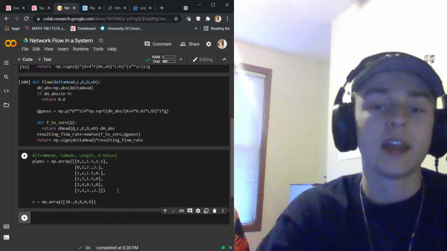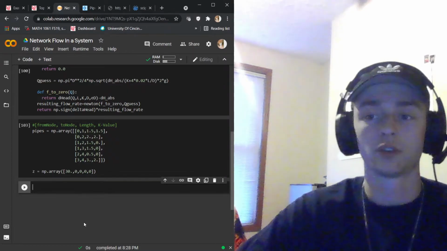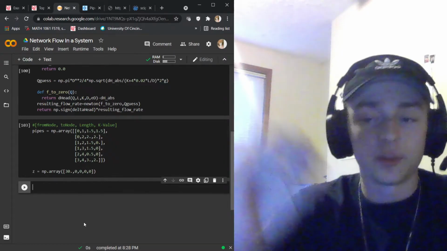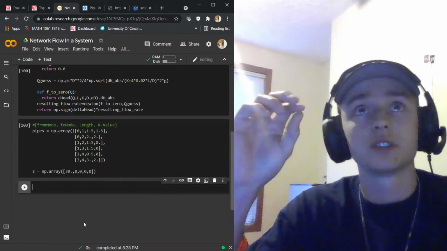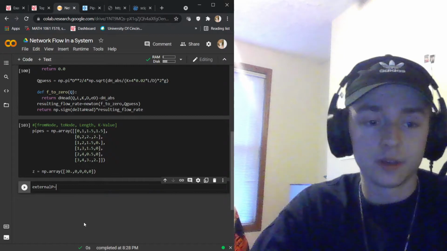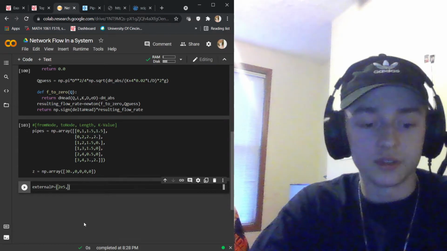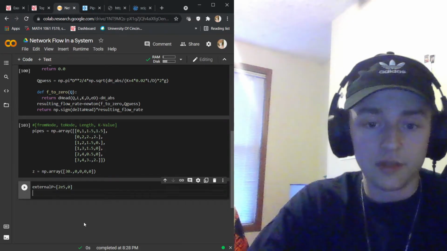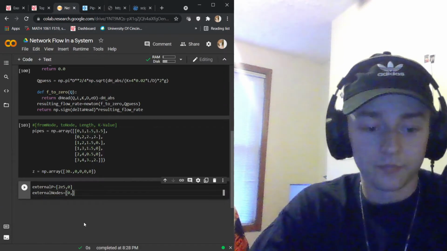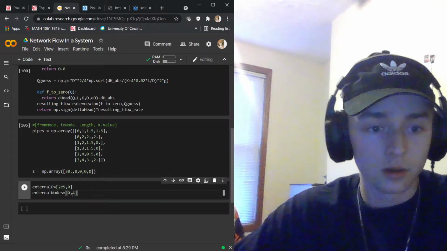And so the next step is we need to specify which of the nodes in this system are external. The only 2 are nodes 0 and 4. And the pressure at node 0 is 200,000 pascals, or 2e5. So let's say our external pressure is equal to 2e5 and 0. And then our external nodes are equal to 0 and 4. Let's make sure that works. Did I shift enter this one? I did just now. So this works.